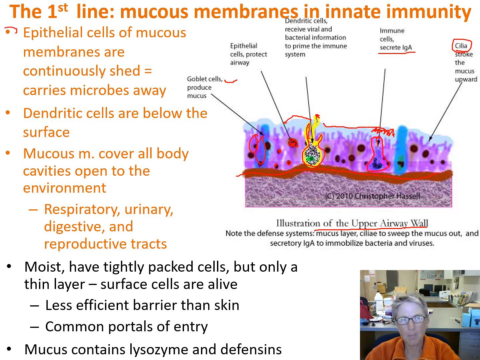Let's look at the bullets. The epithelial cells of the mucous membranes are continuously shed. So there's stem cells down here actually, so that these epithelial cells will do their job, and then they'll die and shed away, and they'll take bacteria with them, and then these stem cells will make new epithelial cells. Here's the dendritic cells. Mucous membranes cover all body cavities open to the environment. So any body cavity that you can think of that's open to the environment will have a mucous membrane, including your anal canal. Respiratory, urinary, digestive, reproductive tracts.